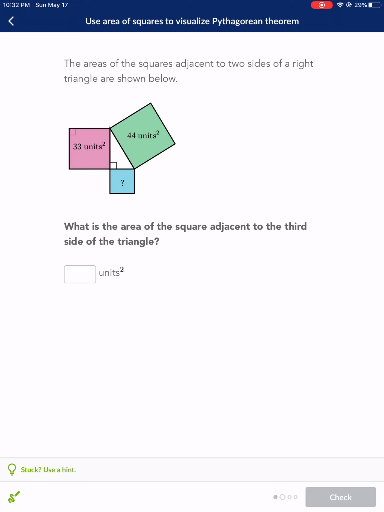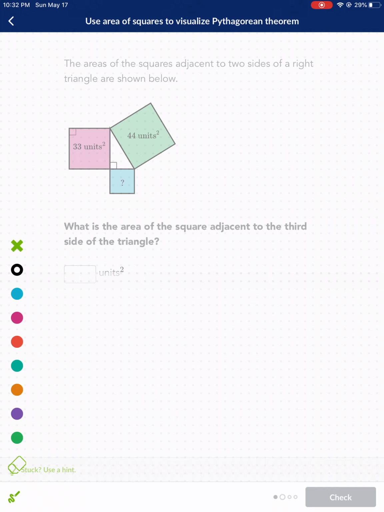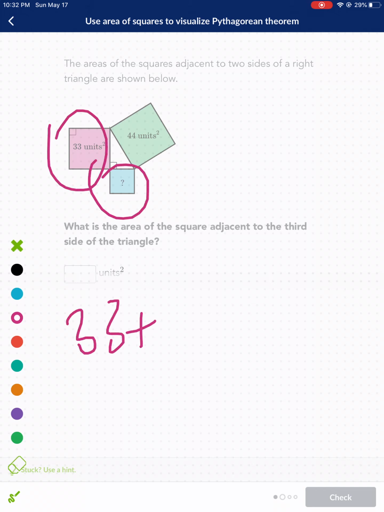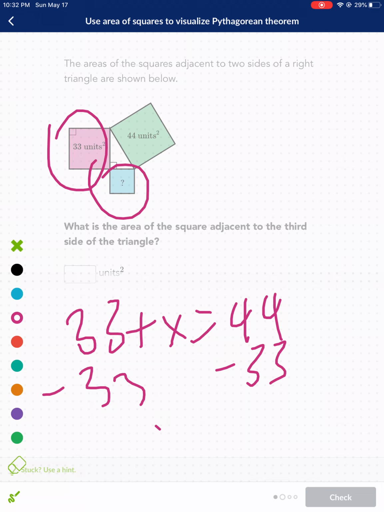Okay? Here, the areas of the squares adjacent to the two sides of a right triangle are shown below. So we see that the big side is 44, the little side is 33 units. So we know that these two sides right here have to add up to 44. So 33 plus x equals 44. I could solve that by subtracting 33 from both sides, which gives us x as 11.